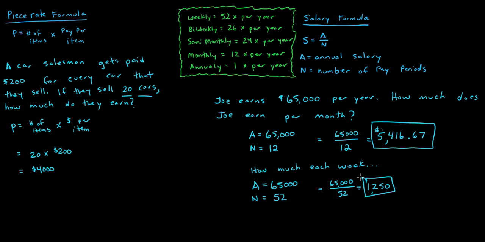You could do it backwards, the opposite way. If you knew that a person earned $1,250 per week and you multiplied it by the number of weeks, which is 52, that would tell you the salary. Or if you knew that a person earned $5,416.67 in a month and you multiplied it by 12, that would tell you how much they earn in a year. So you can use it in a lot of different ways. This is one.